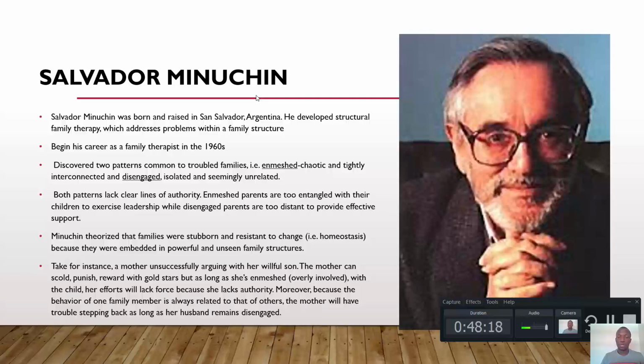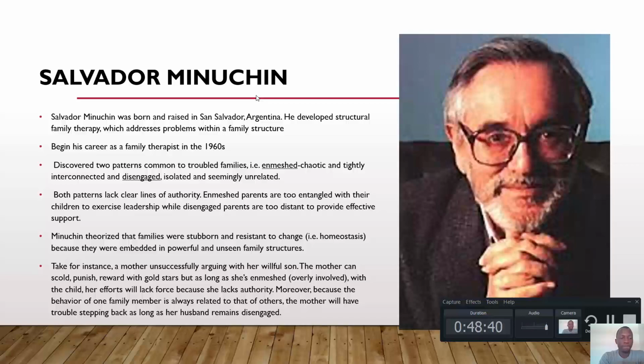To be too much enmeshed with another, no boundaries, but also to be so separated there's no feeling of interconnection was also unhealthy. And so both patterns lack clear lines of authority. Enmeshed parents are too entangled with their children to exercise leadership, while disengaged parents are too distant to provide effective support.